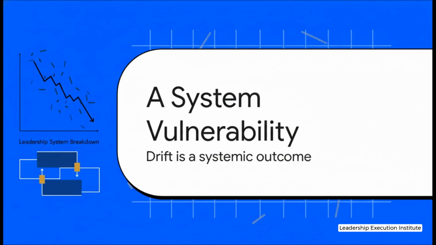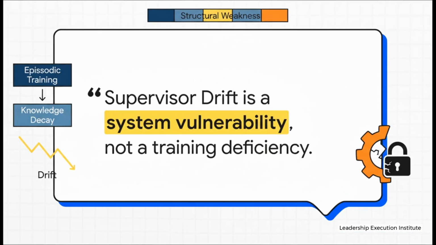Okay, so when we put all these pieces together, the architectural failure of training and these predictable human factors, we get to our 5th section, a system-level vulnerability. We can now establish supervisor drift as a truly systemic outcome. And this leads us to a really critical conclusion. Supervisor drift is a system vulnerability, not a training deficiency. You can't just fix this with a better training course. It's an inherent vulnerability of any system that relies on episodic knowledge transfer instead of continuous reinforcement.